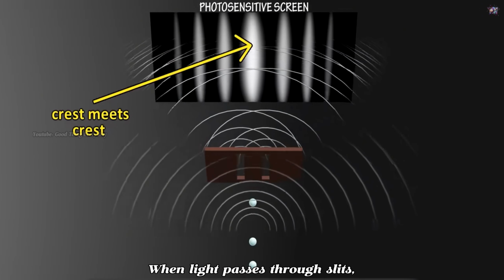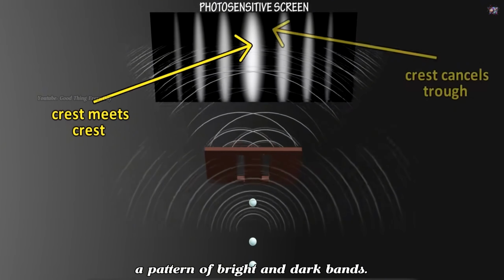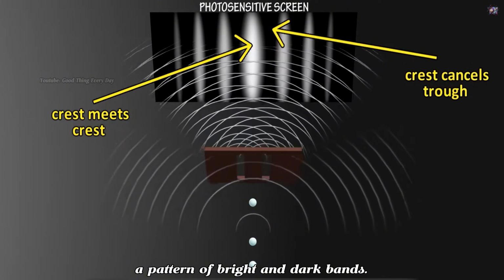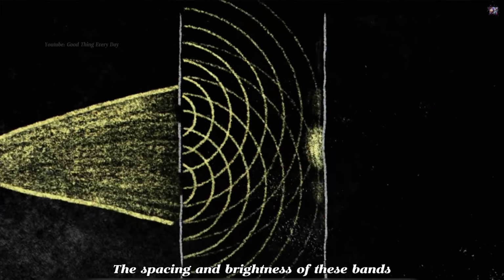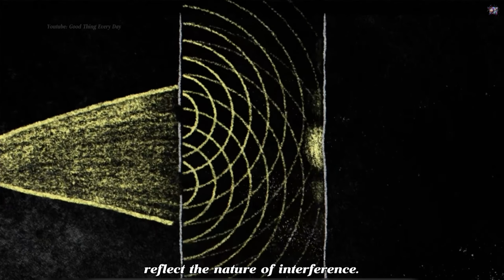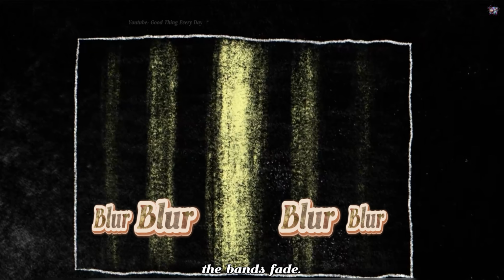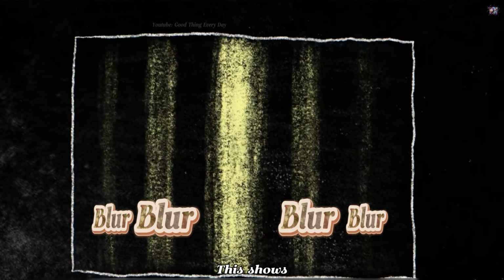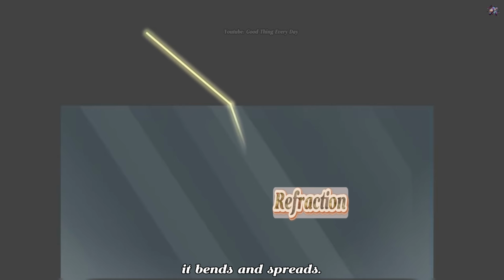When light passes through slits, due to interference, it forms on a screen a pattern of bright and dark bands. This is an interference pattern. The spacing and brightness of these bands reflect the nature of interference. You'll notice the bands are evenly spaced. Farther from the center, the bands fade. This shows light doesn't always travel straight. When meeting obstacles, it bends and spreads.